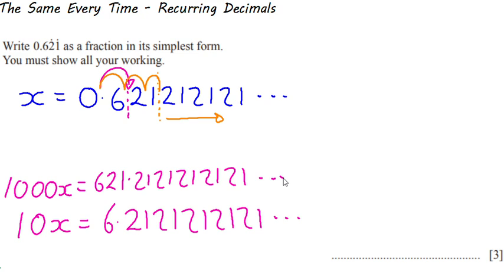Notice when I'm doing these questions, I always write the smaller multiple underneath and the bigger multiple at the top, because I know that we are going to be subtracting. So we subtract those. 1000x minus 10x is going to give me 990x. So 990x equals, and then subtracting on the right-hand side, the 212121 is just going to cancel out because that's the same on both of my decimals. So I just need to do the 621, take away the 6, and that will give me 615. So I've got 990x equals 615.